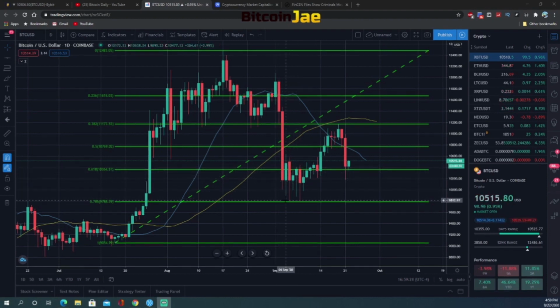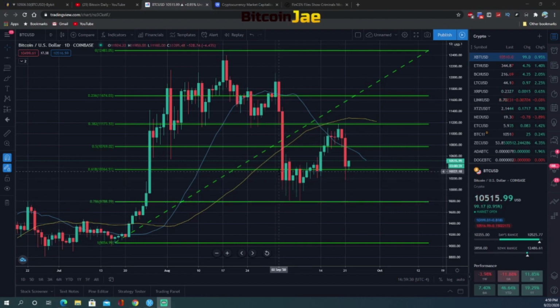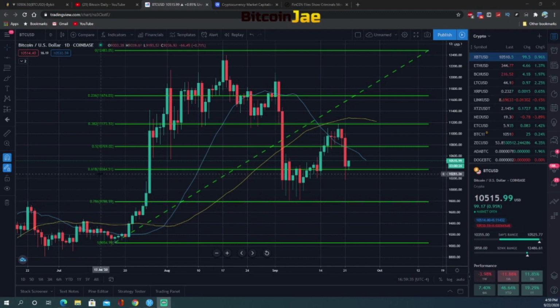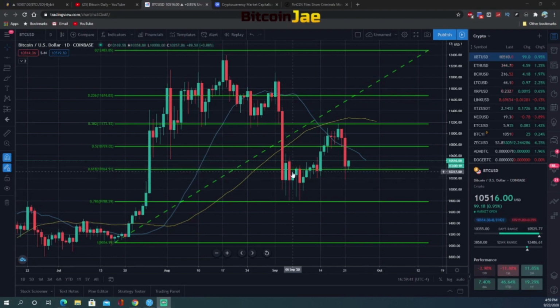It's literally bouncing right in between two Fibonacci levels, right? So we're looking at the 78.6% and the 61.8% levels. The Bitcoin was trading in this range.